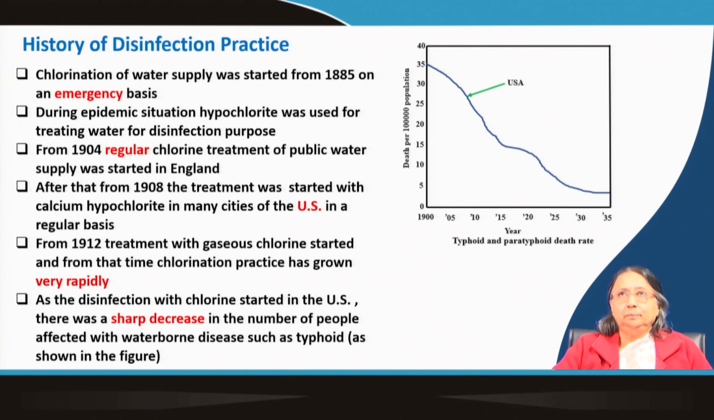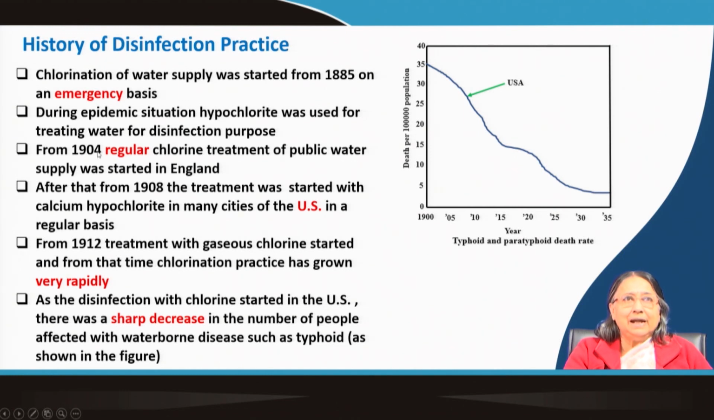Now, it is known that there are some microorganisms that cause the disease and we have to protect our water because it is a waterborne disease. So then what practice will we take up? Disinfection practice we will take up. What is the disinfection practice? At that time, chlorination of water supply was started in 1885 on an emergency basis. So, for example, sometimes when an epidemic started, the water was treated with chlorine, on an emergency basis. During epidemic situations, hypochlorite was used for treating water for disinfection purposes.